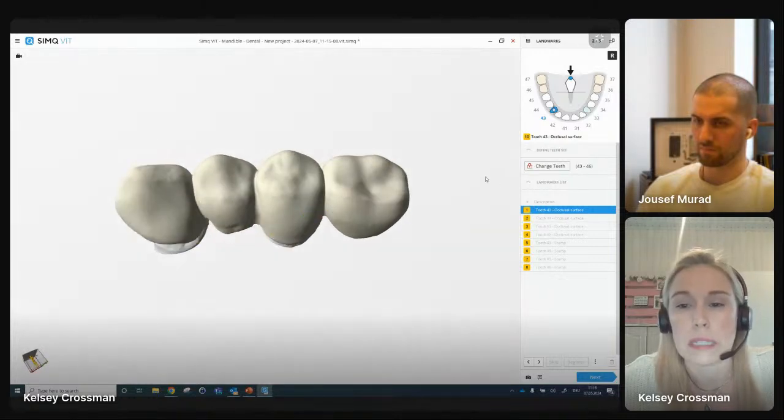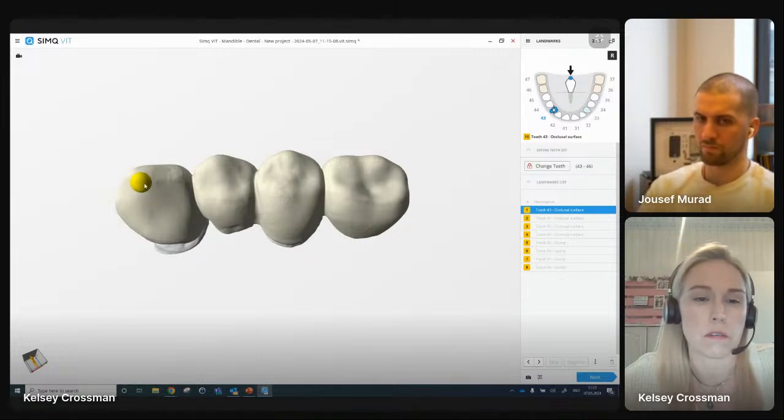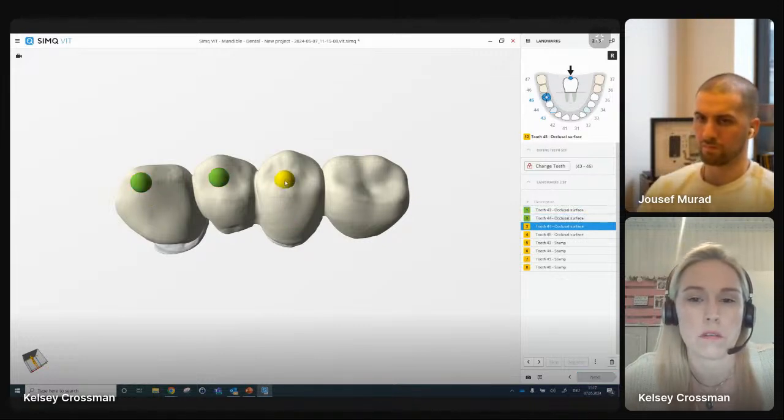So these are what are called landmarks, and they're in all of the workflows. You set these landmarks based on the guide here, and this is going to assign the reference geometry model to this patient-specific bridge and stumps here. So the occlusal surface of 43, 44, 45, 46.